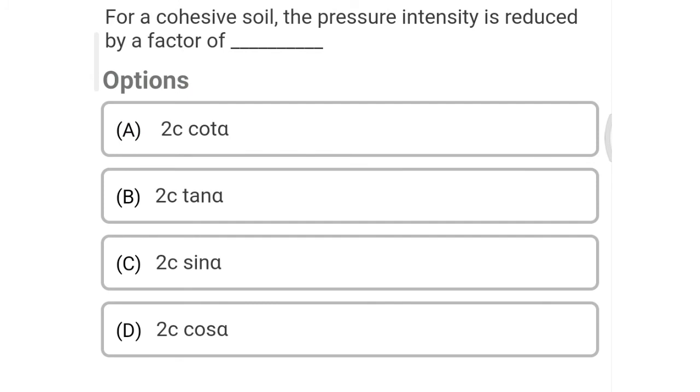So next question, for cohesive soil the pressure intensity is reduced by the factor of option A 2c cot alpha, option B 2c tan alpha, option C 2c sin alpha, option D 2c cos alpha. So the correct answer is option A 2c cot alpha.